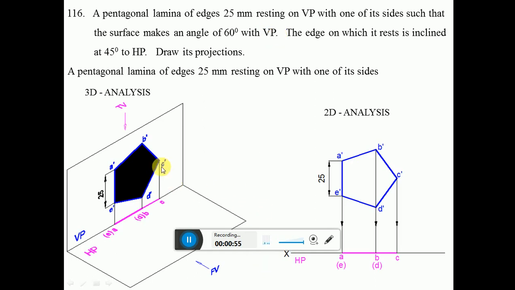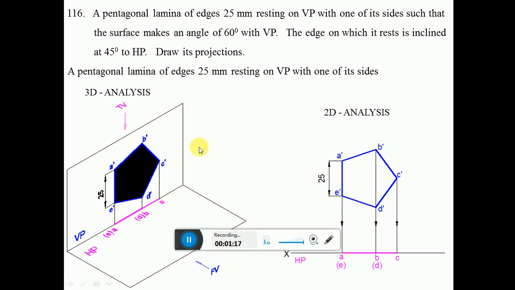Now, since in the first condition he says 25 mm is resting on VP, all the edges are resting on VP. How do I know that? It is on the vertical plane. When you look from the front view, it is on the vertical plane. When you look from the top view, it has to be on HP. So you can see it is on HP. All the edges are on VP, but the image will fall on HP.